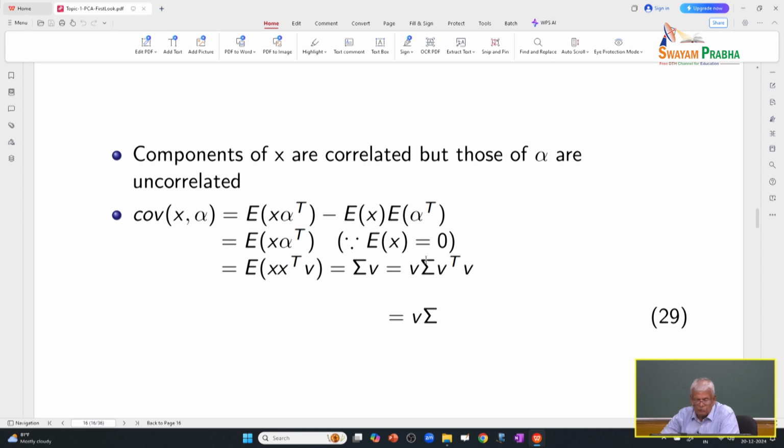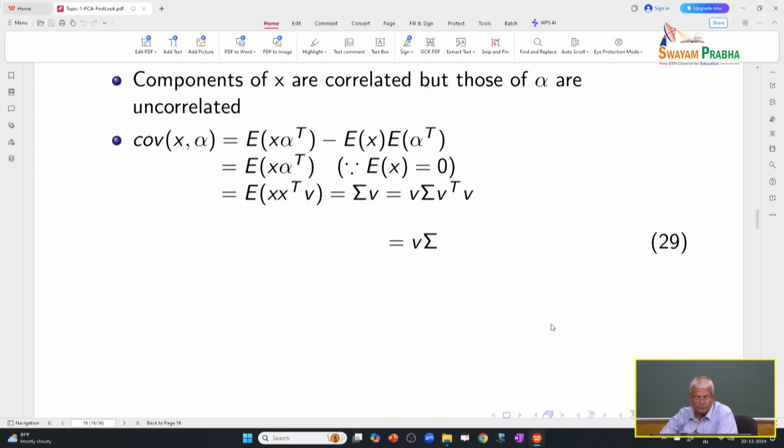And sigma is equal to V lambda V transpose. E of X X transpose is sigma. V comes out. So then sigma V is V lambda V transpose V. V transpose times V is identity. So this will become V lambda.